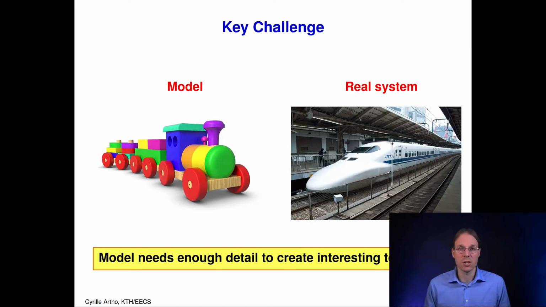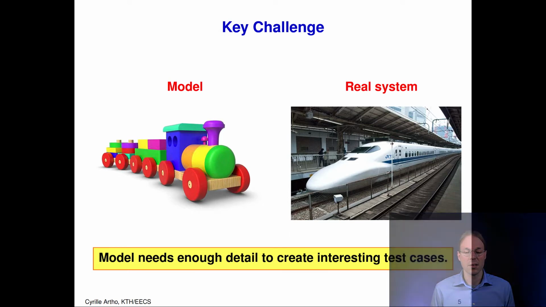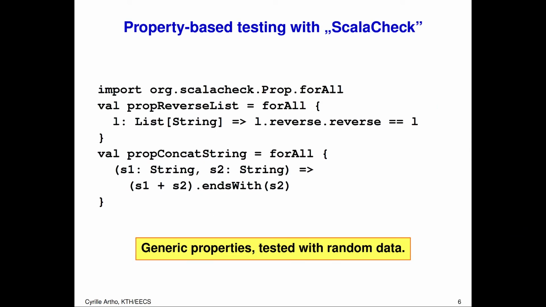A key challenge when we write a model is to keep it simple, but to still reflect all the interesting behaviors of the real world. So the model has to have enough detail to create interesting test cases. And how do we do that? One way of modeling aspects of a system is with so-called property-based testing. In this example, I show ScalaCheck.